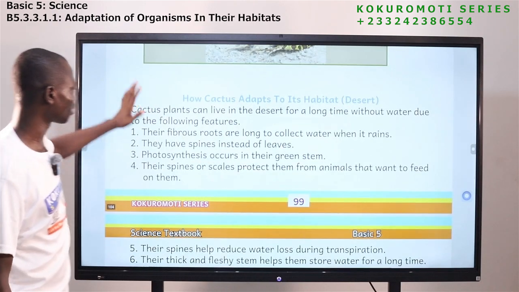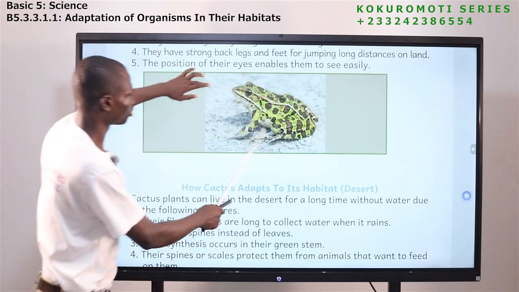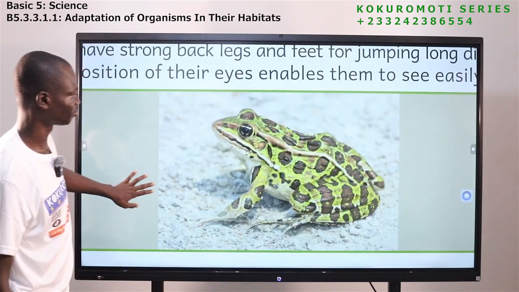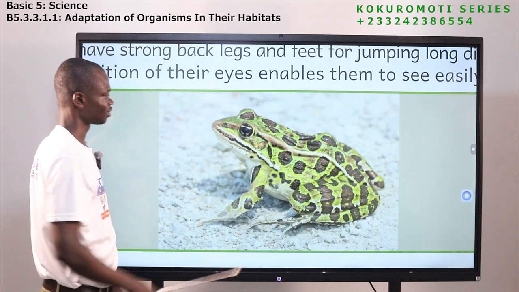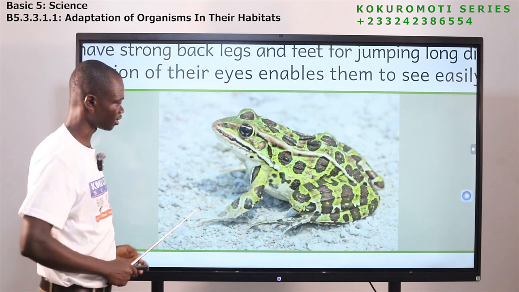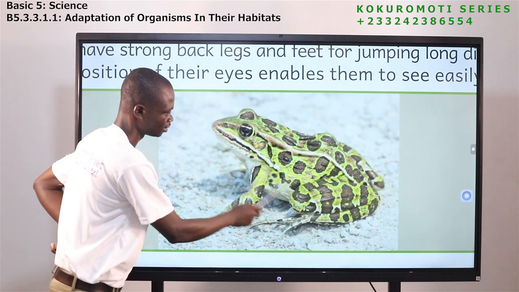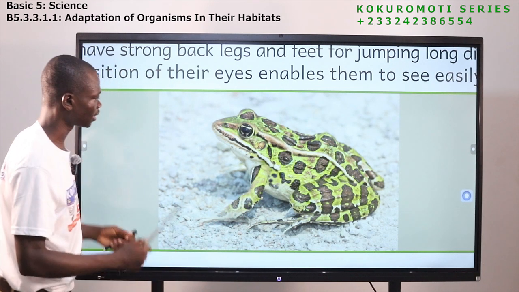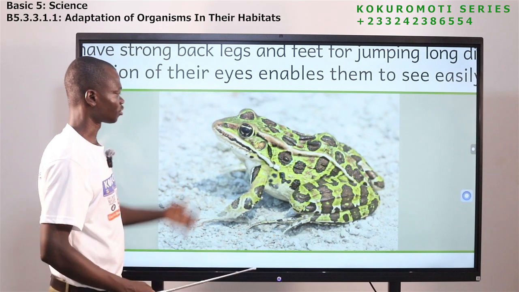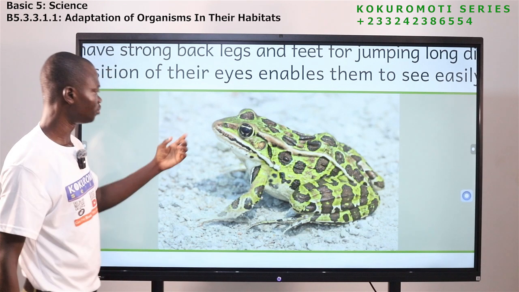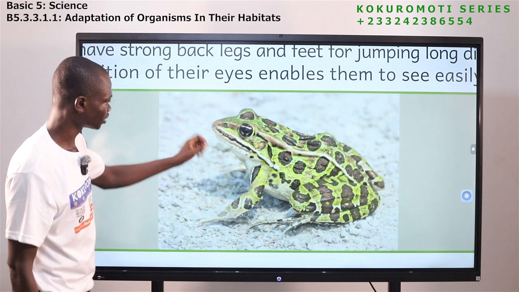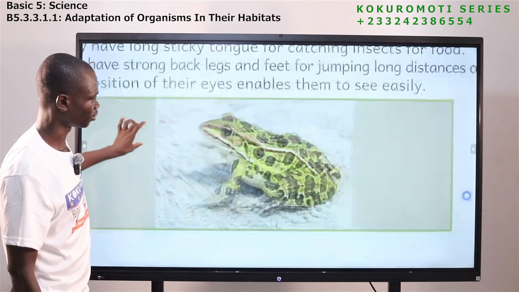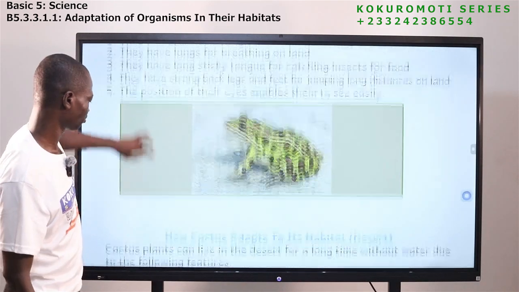Okay, so we have another picture. Okay, let me show you. This is how a frog looks like. These are the eyes. The two eyes are here. Look at the skin. They breathe through the skin when they are in what? In water. But when they come out from water, they breathe through what? Their nose and what? Their mouth. Okay, because they have lungs.